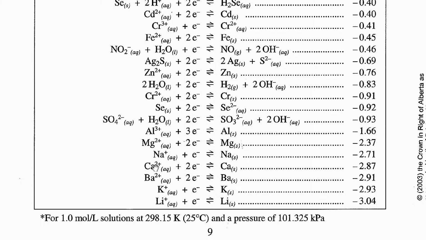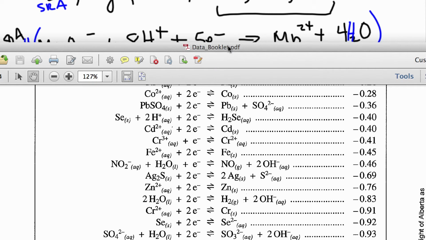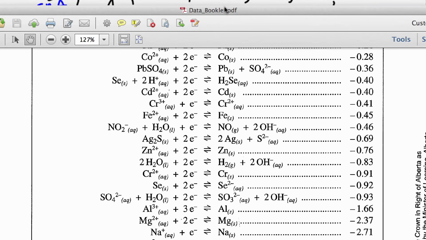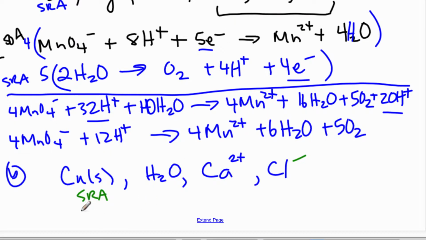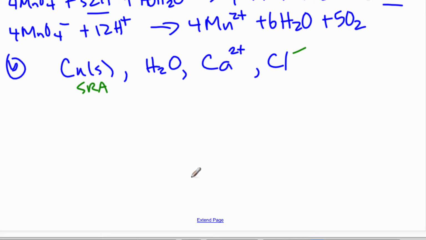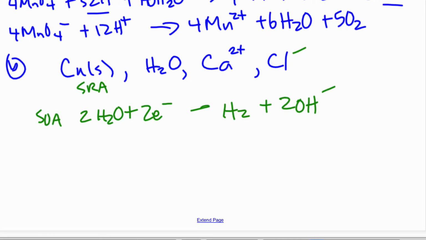There's calcium. Oh, and here's water right there. So I have to pick the one higher up on the left-hand side, so it's going to be this one. So 2 waters plus 2 electrons. Let me get that in a spot where I can see it. Where was it? Shoot. 2 waters. There it is. Okay. So I've got 2 waters. This would be my SOA. 2 waters plus 2 electrons yields hydrogen plus 2 hydroxides.